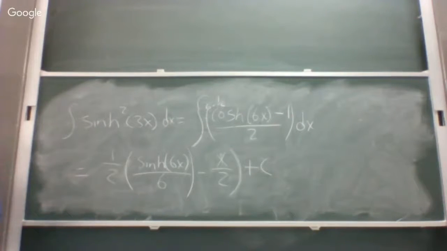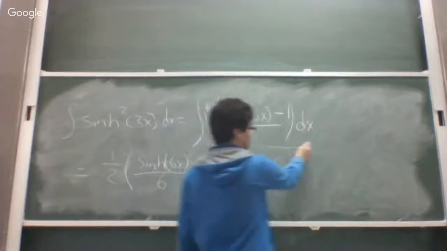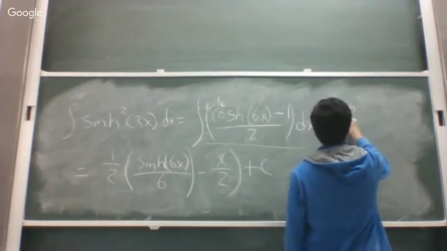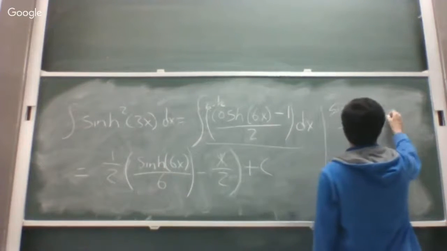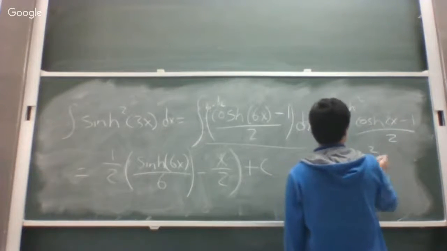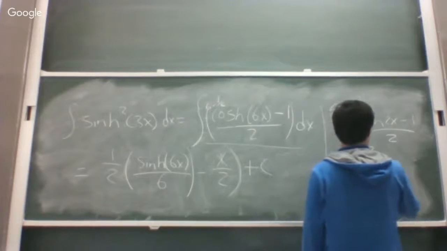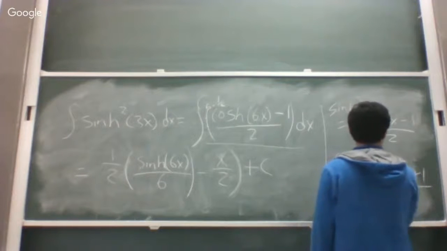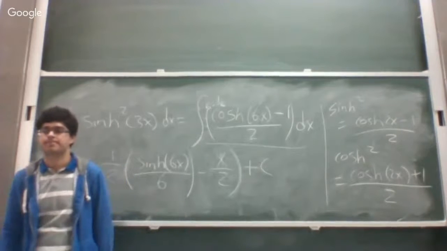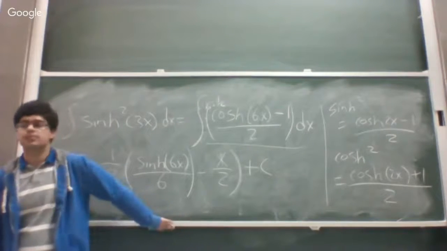Well, now we have to memorize. So this you need to memorize. Sinh squared is equal to cosh of 2x minus 1 over 2. Cosh squared is equal to what? Cosh of 2x plus 1 over 2. So any questions on this problem?